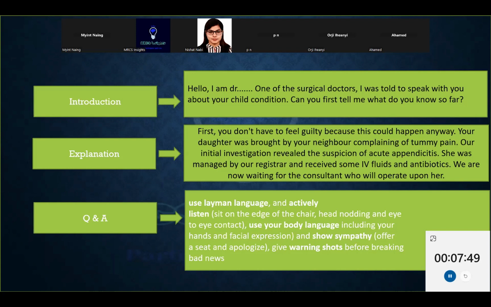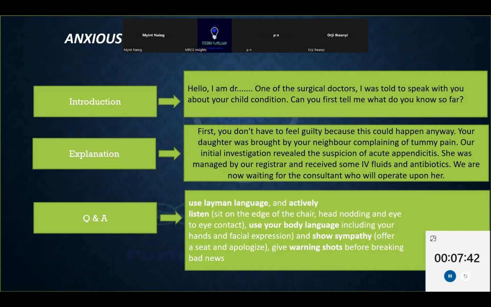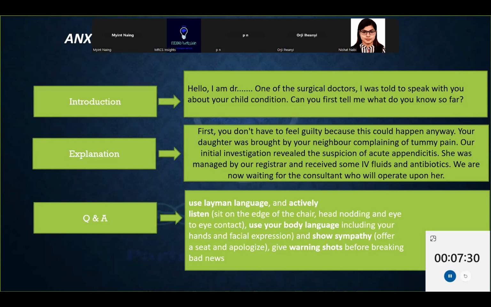Yes, okay, doctor. Okay, so your neighbor brought your daughter because she is suffering from pain in the right lower part of the tummy, and so we did examinations. Unfortunately, it shows that there is acute appendicitis. So, do you know anything about acute appendicitis? No, doctor, what is acute appendicitis?